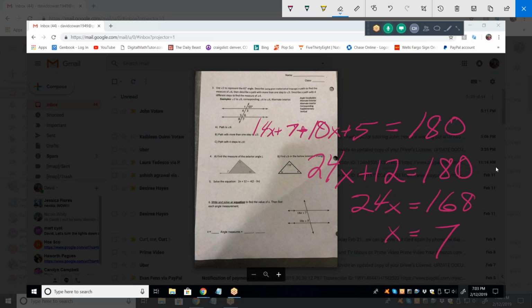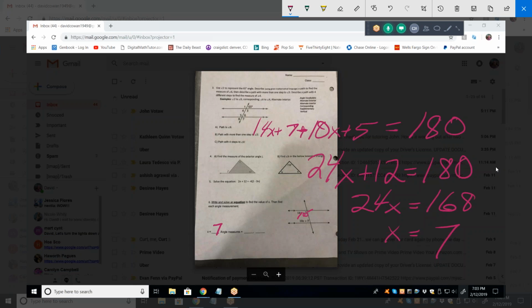So their question is x equals what? Well, that's 7. But they also want to know what those angles are. So what's the first angle? What is 14x plus 7? What is that angle equal to? 98. Well, 14 times 7 is 98, but then you got to add 7 to it. 105. Okay, so that angle's 105.